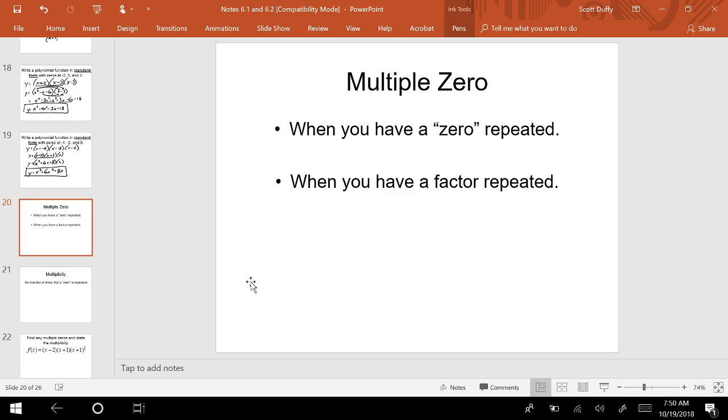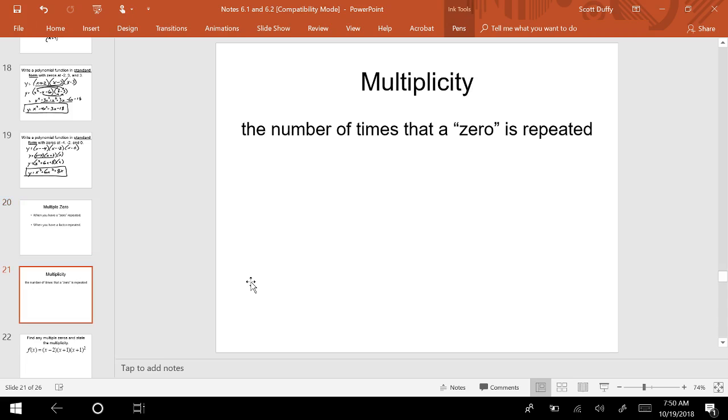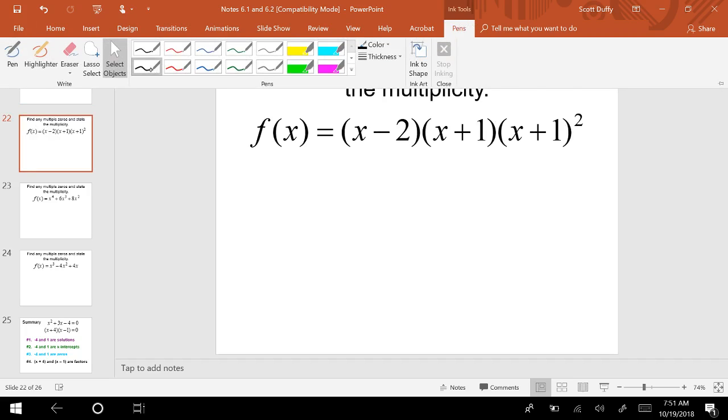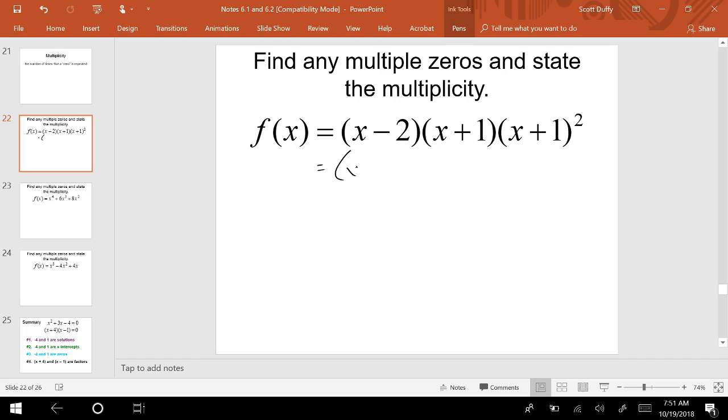Multiple zeros: when you have a zero repeated, or a factor repeated. Multiplicity is the number of times a zero is repeated. So what that means is that right here we have x minus 2 is one of the factors, then x plus 1 is one of the factors, and then x plus 1 squared is the same thing as x plus 1 times x plus 1. See how these factors show up 3 times?